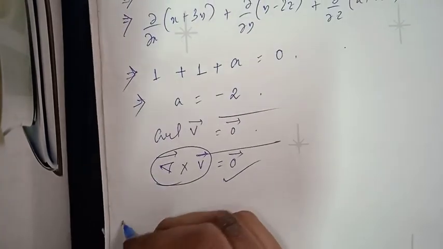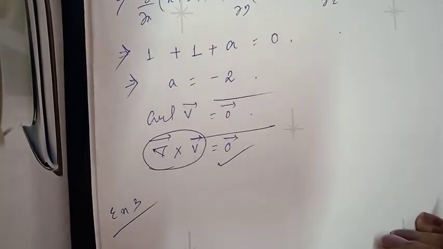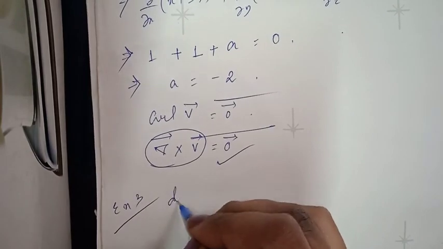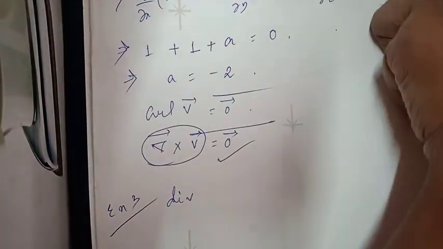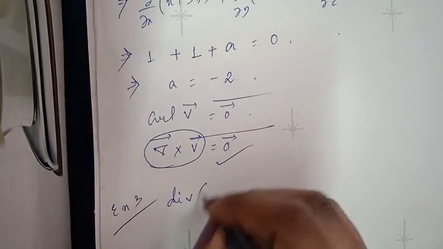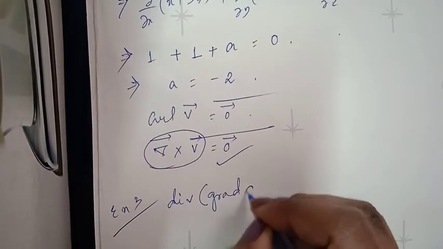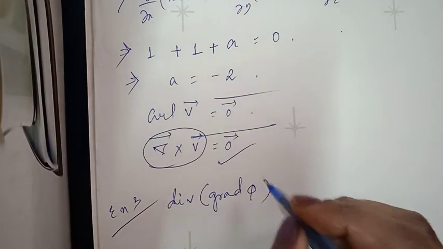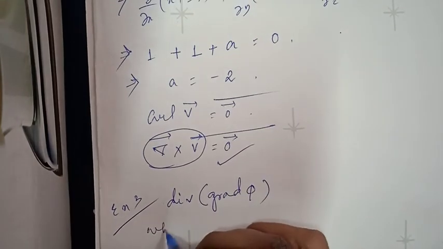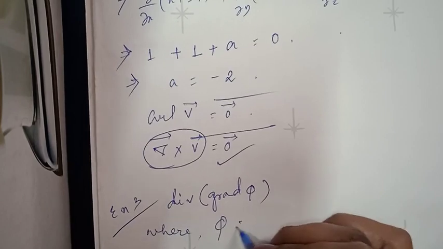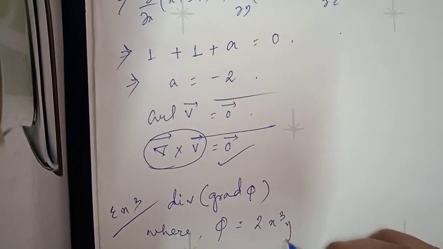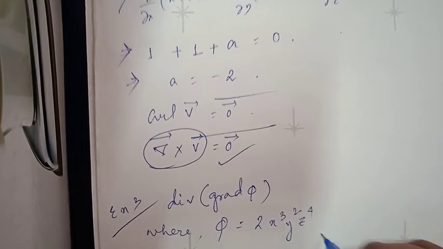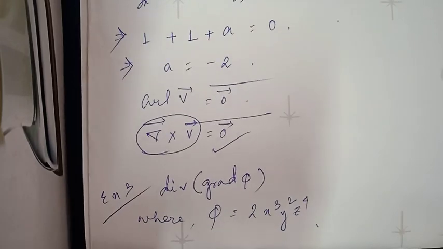Next one, example 3. Find divergence in bracket grad phi, divergence in bracket grad phi where phi equals to 2x cube y square z to the power 4. Okay, phi is not a vector, it's a scalar quantity. You need to consider divergence grad phi. Let's start it.